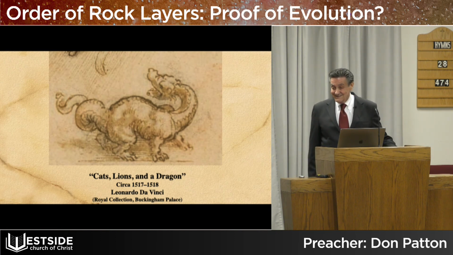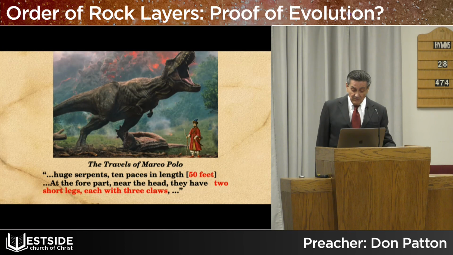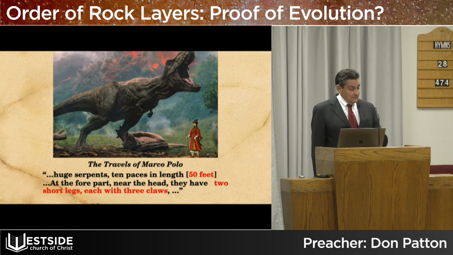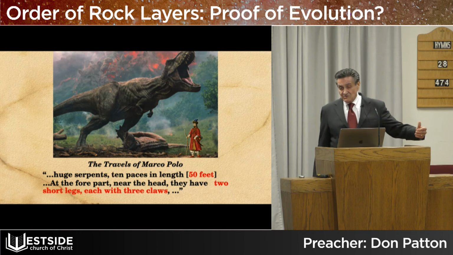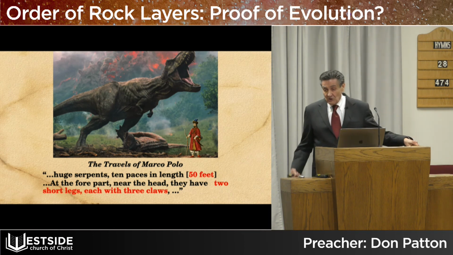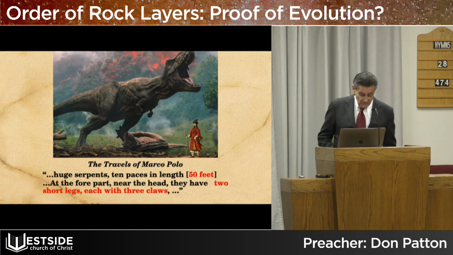What does that look like? That's in Buckingham Palace. We look in the history books and we see Marco Polo traveling to China. He says the Emperor of China had dinosaurs. He didn't use that term. That term wasn't invented till 1841 by a creationist, by the way.